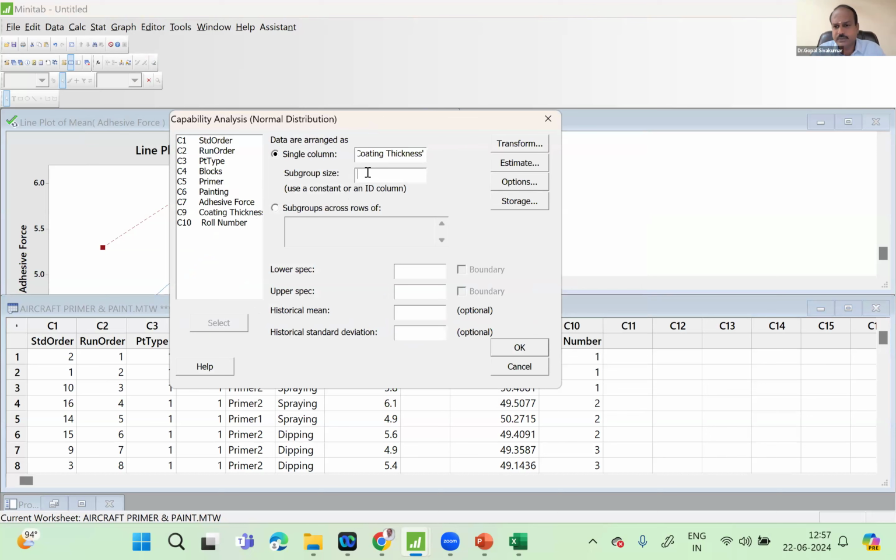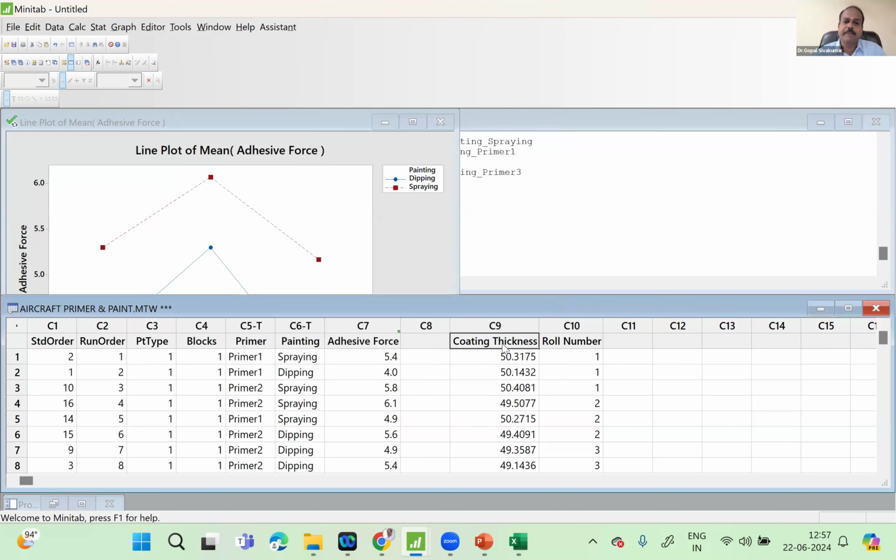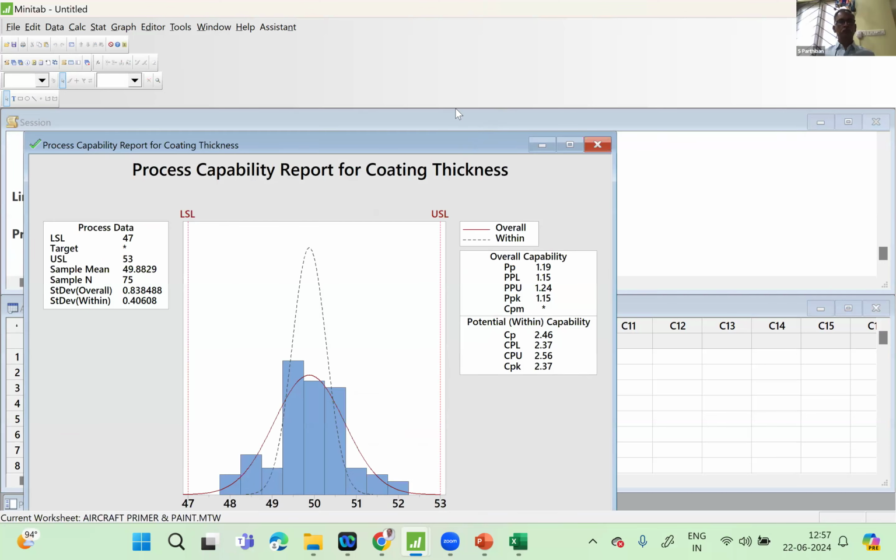And subgroup size. What is your subgroup size? 3. That means roll number 310. Yeah, 3. And what is your specification? Lower spec? 47. Upper spec? 53. If you give all this, click OK, and now the capability report is ready.